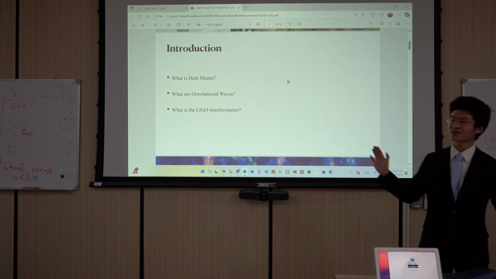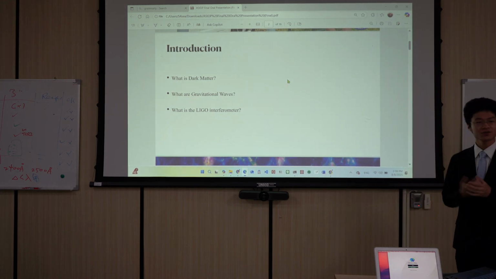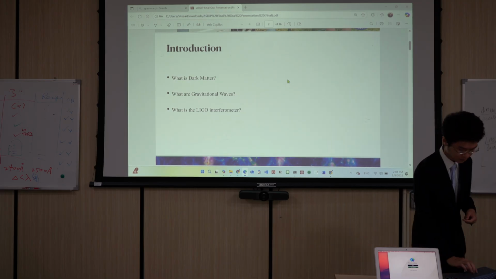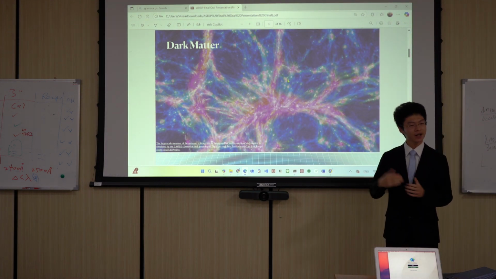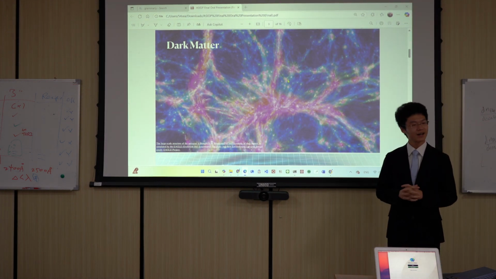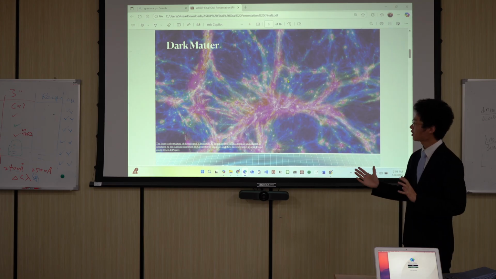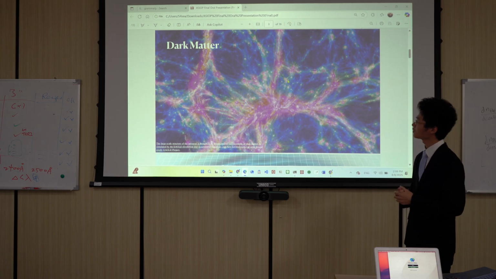Okay, so pretty simple. I want to start with what is dark matter, what are gravitational waves, and what is the LIGO interferometer. So I'm going to start with dark matter. Before I came here, I had zero understanding of dark matter. I don't know much about dark matter and what that is, and I think a lot of people also have that kind of question.